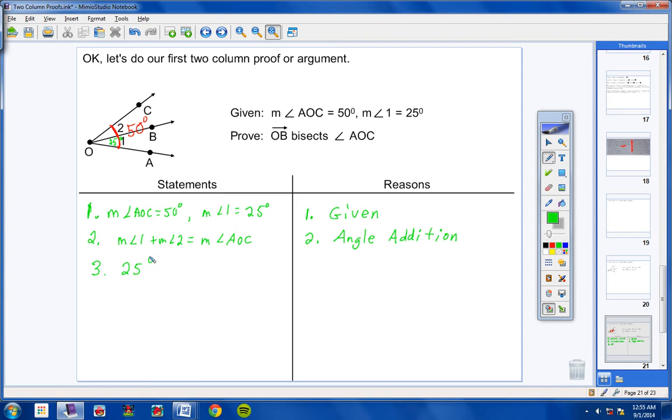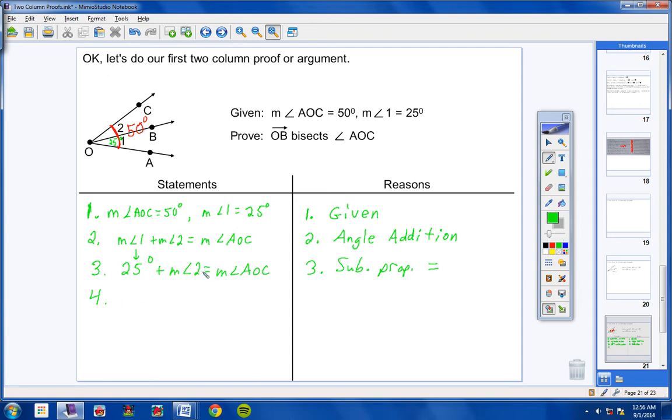Now you should be totally lost right now. That's totally normal. Just take notes and just watch, and we'll do a bunch of these throughout the year, and slowly but surely you'll learn how to do these, okay? So where the measure of angle 1 is, I substitute 25 degrees. So my reason would be substitution property of equality. Do you see how I just abbreviated? Substitution property of equality. Okay, number 4. Now, notice I have an equal sign here.